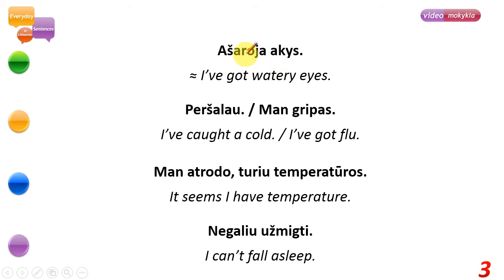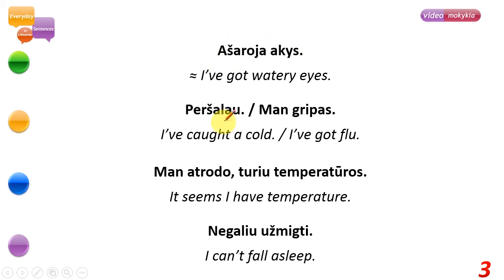Ašaroja akys. I've got watery eyes. Well, in English, this is an adjective, watery eyes, but in Lithuanian, this is a verb. Ašaroti, ašaroja, ašarojo. So, to be watery, literally. This verb means to be watery, for eyes. So, my eyes are watering. When you've got tears in your eyes, when your eyes are irritated, you say ašaroja akys. Or man ašaroja akys.